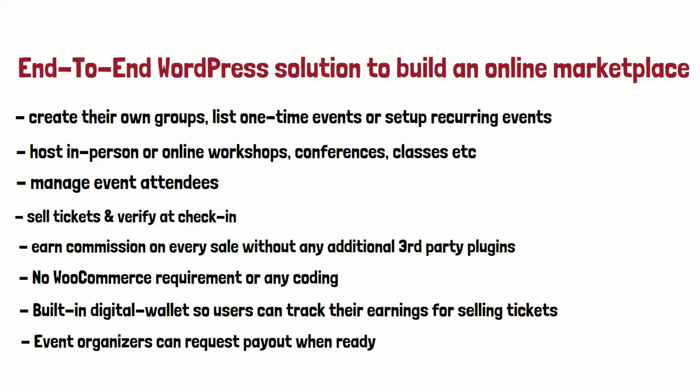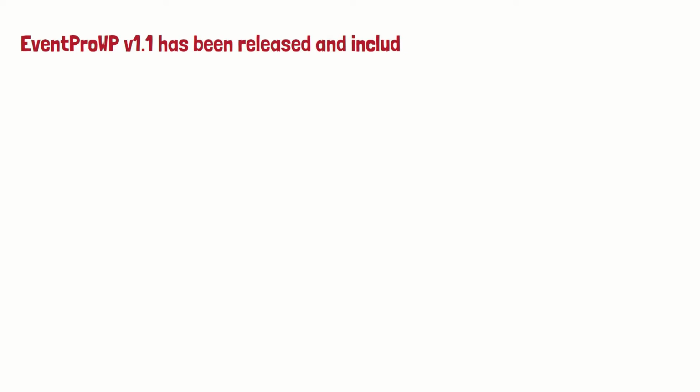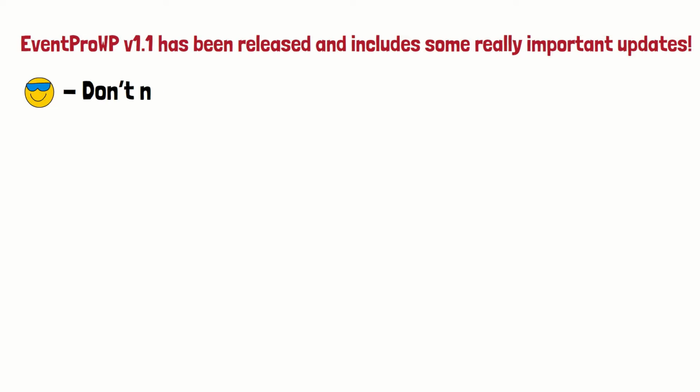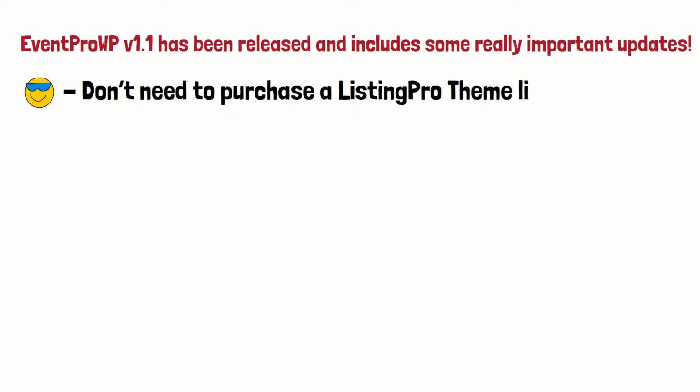EventPro WP was first available around November 2021, and just recently, EventPro WP version 1.1 has been released, which is the reason I'm doing this video, because there's some really important updates. With version 1.1, you don't need a license of the Listing Pro theme. Listing Pro theme is still required and it needs to be installed, but you actually don't need to activate the license if you're just using the EventPro WP add-on. Basically, grab your EventPro WP license and you're good to go. You don't need anything else.